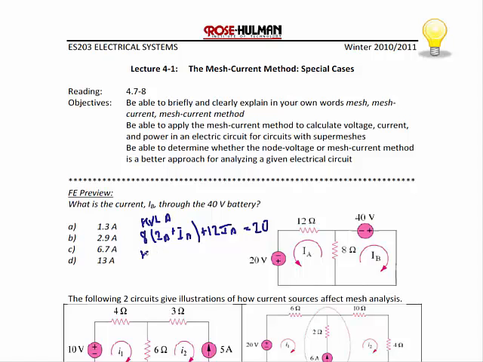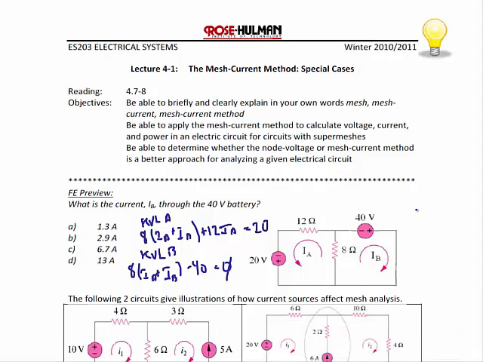The KVL equation for mesh B is going to be 8 times (IA plus IB) again, minus 40, and that equals 0. So we end up with 2 equations and 2 unknowns.